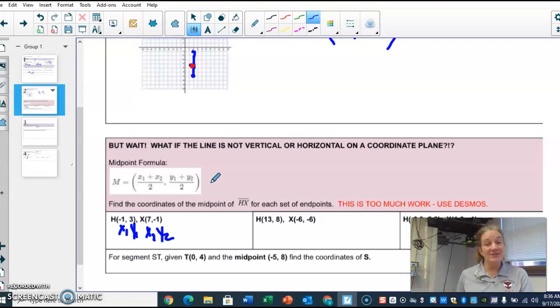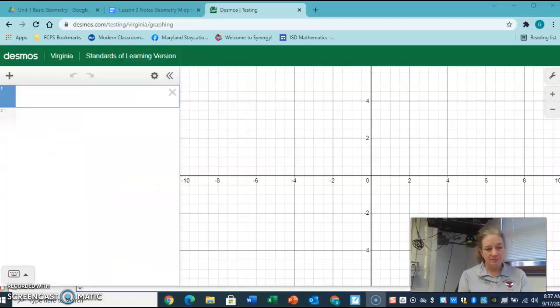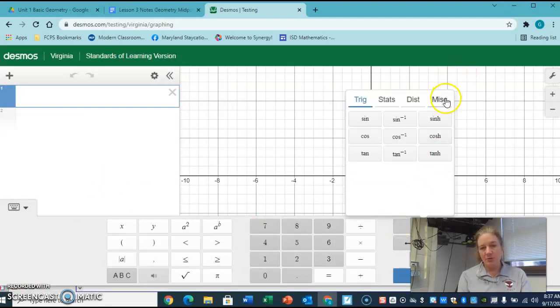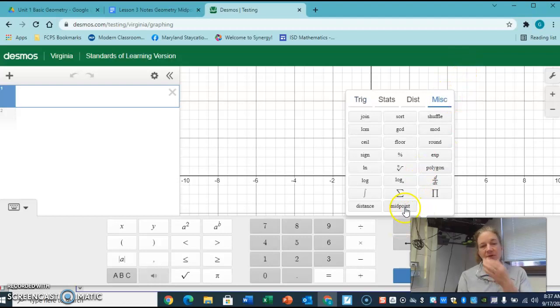But wait, there's an easier way to do it. Go to Desmos. Do not go to Desmos.com, though. Click on the icon on your computer right now. So minimize the video, go and click on Desmos. And you're going to click on the keyboard right here. And you're going to go to Functions. And you're going to go to Miscellaneous. Look at the very bottom. It says Distance, which we're going to use next time, and Midpoint, which we're going to use now.